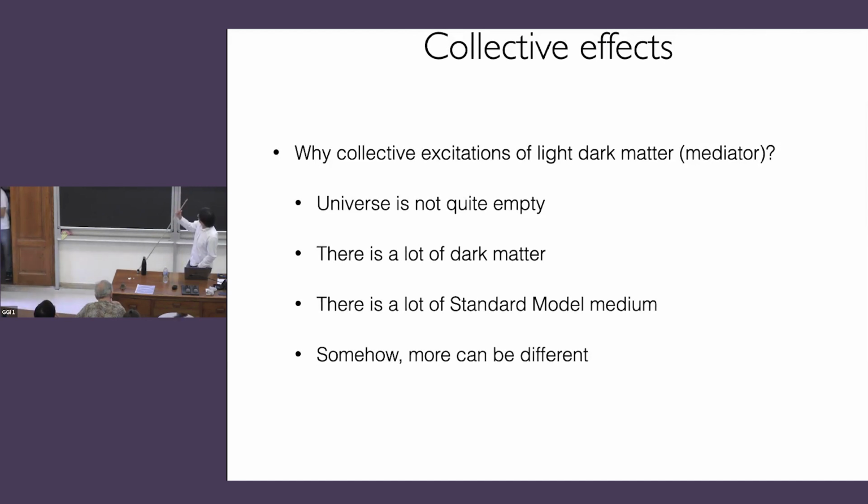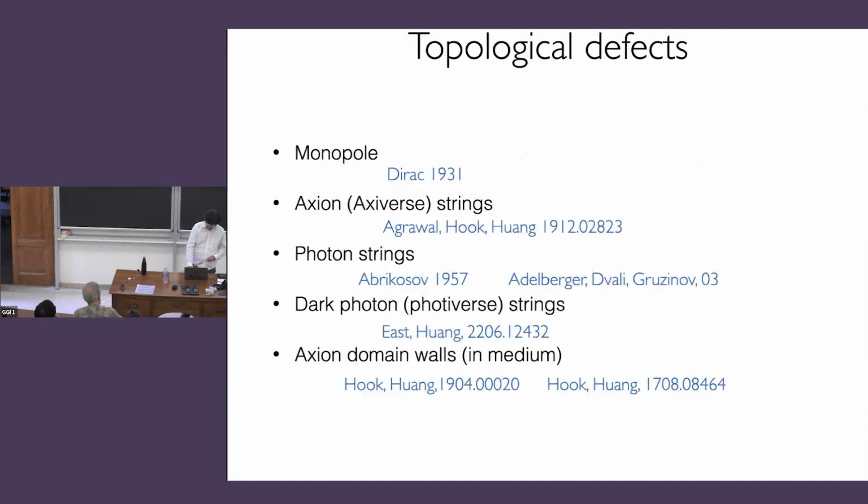And to quote Anderson, more is different. And we'll see this also happens in dark matter. So I won't be able to go through all kinds of collective effects. Today I will be restricting myself to talking about only these objects which are known as topological defects, mainly because once they are produced, they can stay through the evolution of the universe due to the protection of topology. So I'm sure everyone is familiar with the monopoles.